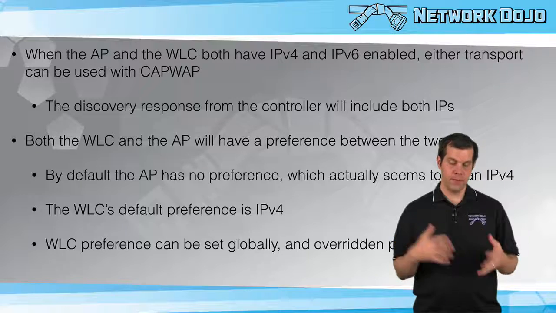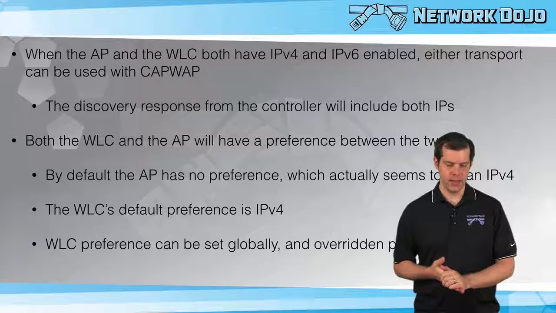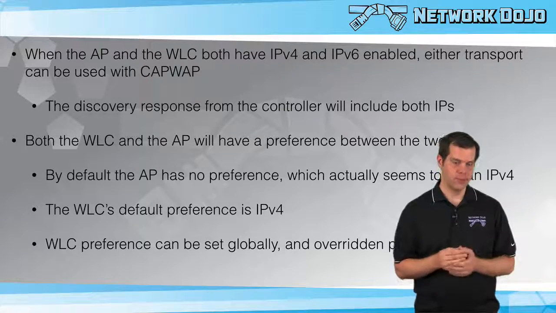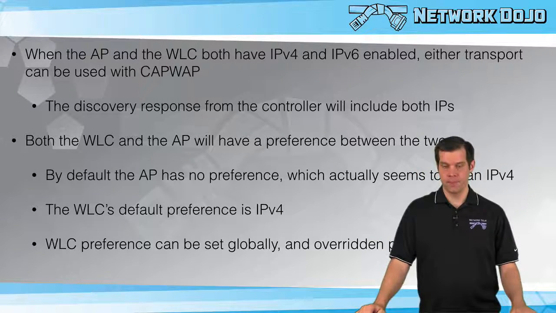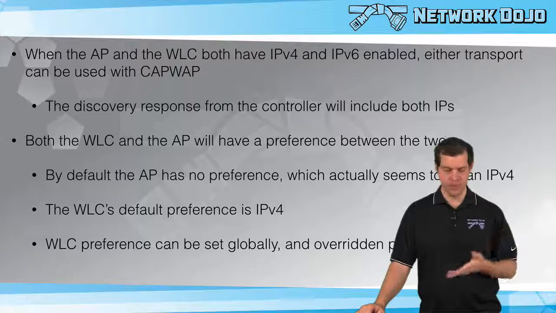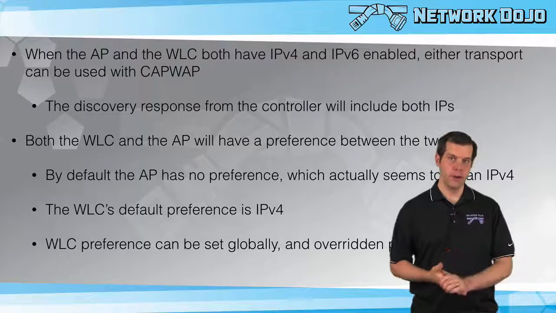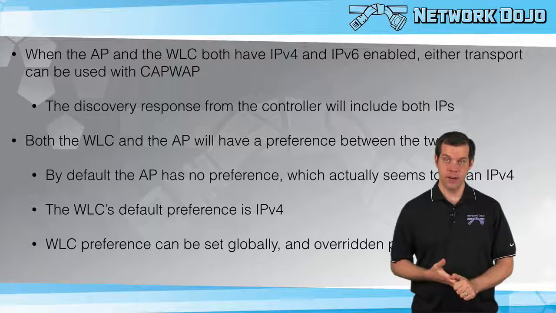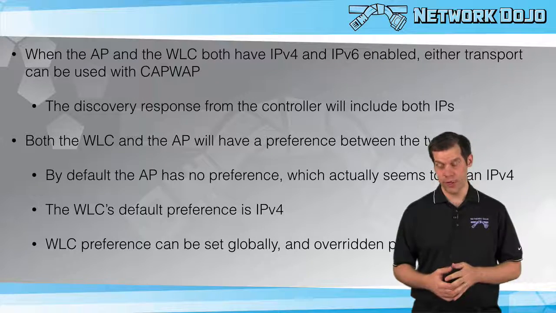Now, there is a preference that we can configure both on the controller as well as on the AP, and they both have a bearing, but at the end of the day, the controller preference really is the one that matters. So on the AP side, by default, it has actually no preference, which is weird because no preference actually just means IPv4, so why didn't they just make it IPv4? I don't know. But by default, the AP will prefer to join via IPv4. The controller's default preference is definitely explicitly IPv4, and so by default I guess they're matching up, which is good.